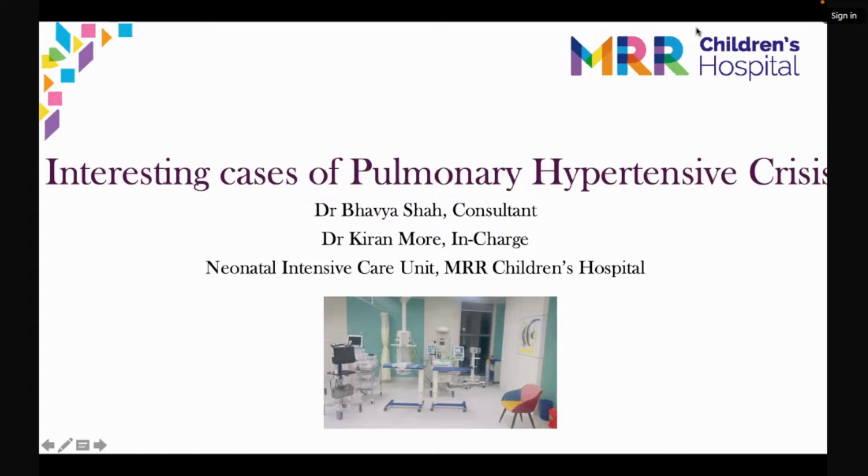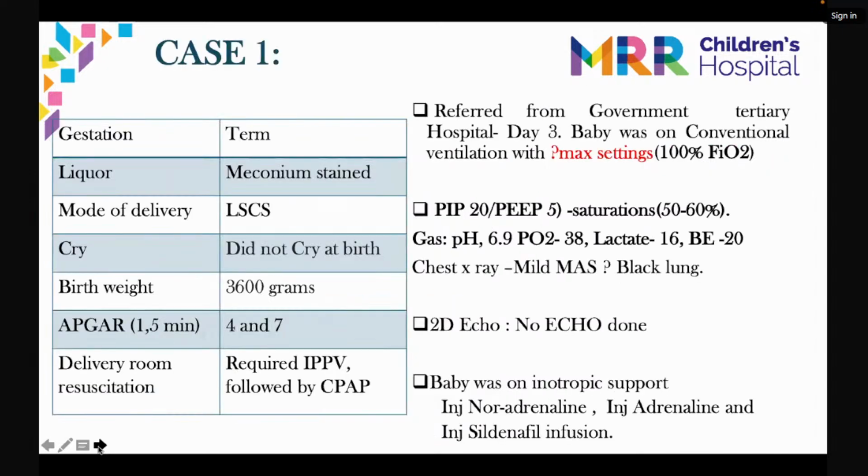So this last session, we're just going to talk about some interesting cases of pulmonary hypertensive crisis that we've managed in our unit. So the first case, this was a term delivered by LSCS, 3,600 gram child who was born of meconium stained amniotic fluid. The child did not cry after birth and had Apgars of 4 and 7.